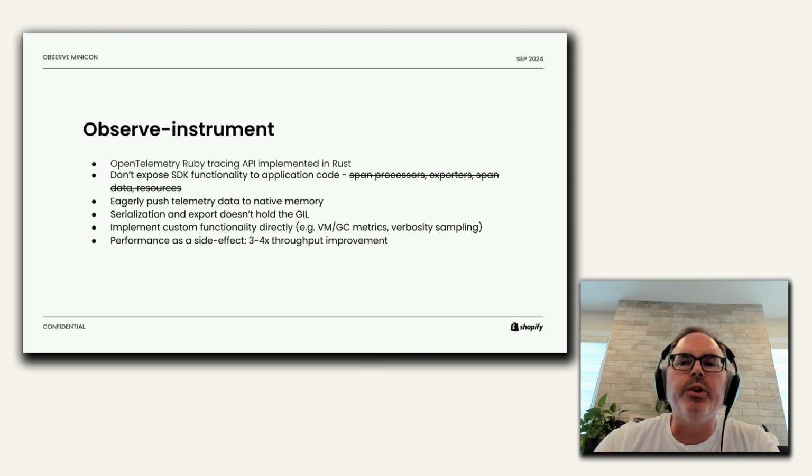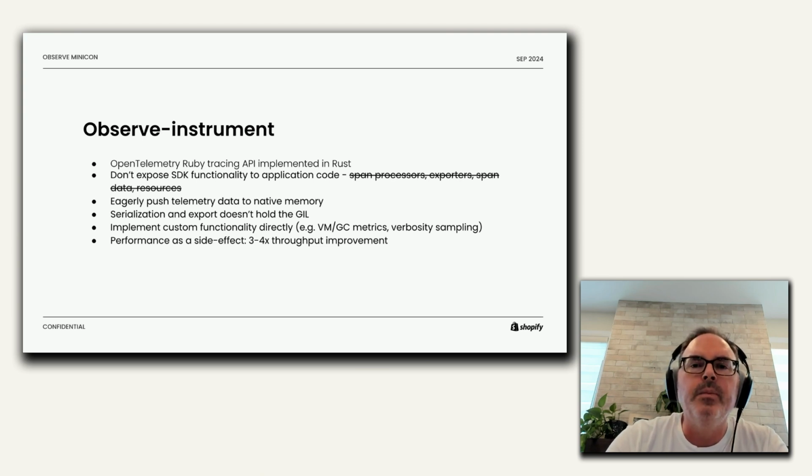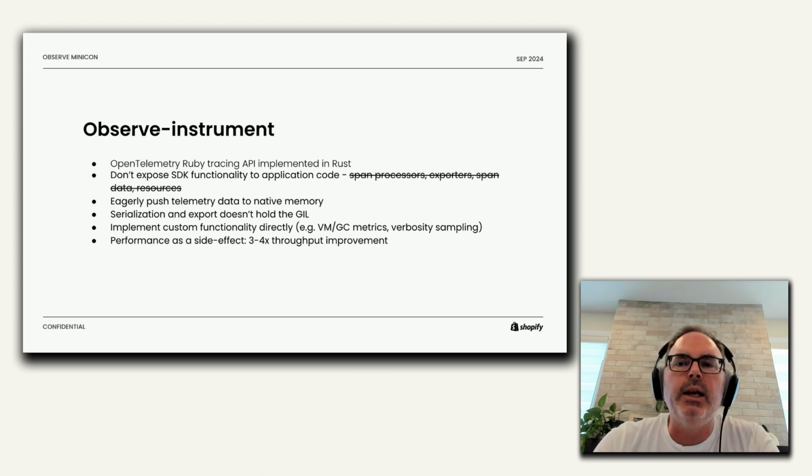And by pushing telemetry eagerly to native memory, we can manage the lifecycle of data explicitly, which eases the burden on Ruby's GC. Exporting, and particularly encoding, without holding the global interpreter lock significantly reduces the negative impact on the application's tail latency. Since we control the implementation, we can implement custom functionality like VM and GC metrics directly, instead of monkey patching the SDK or resorting to mutating span processors.